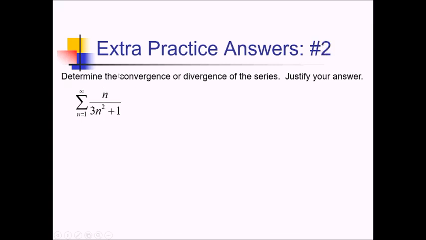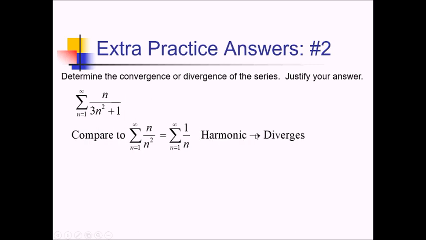To figure out convergence or divergence on this series, since this doesn't really fall into any of our easy categories, we're going to try comparing this to a series that we know the convergence of. So this is pretty close in behavior to n over n squared. And that series is really just simplifiable to 1 over n. Now we know the convergence of this one, namely that it does not converge. This is the harmonic series, which is known to diverge.